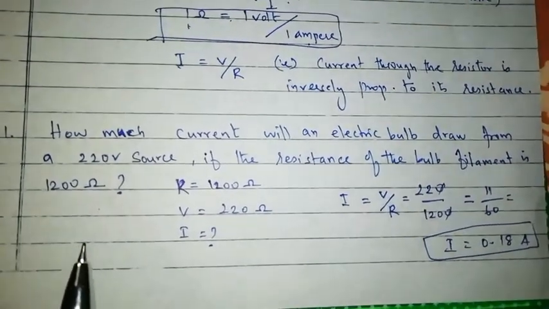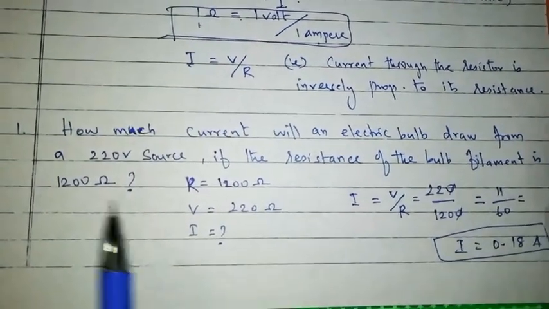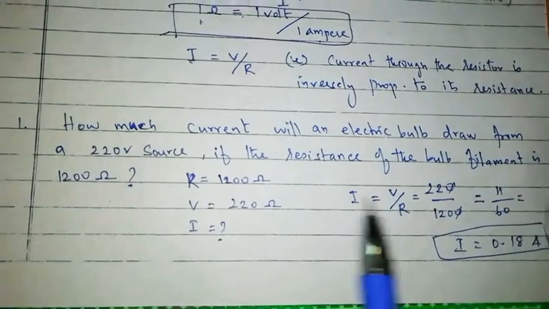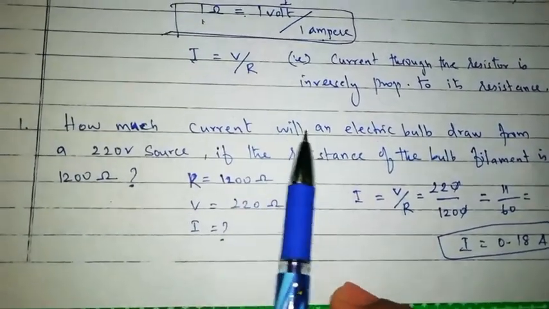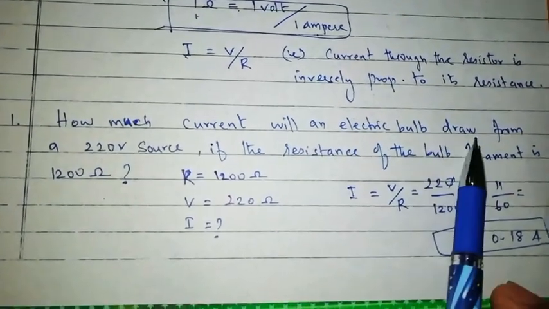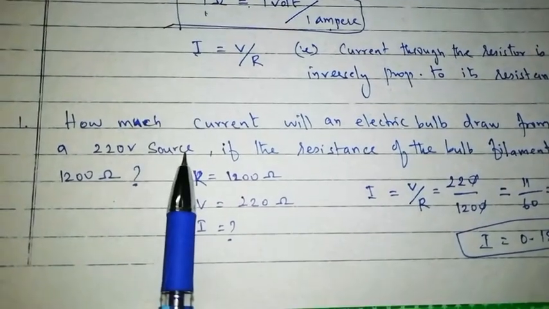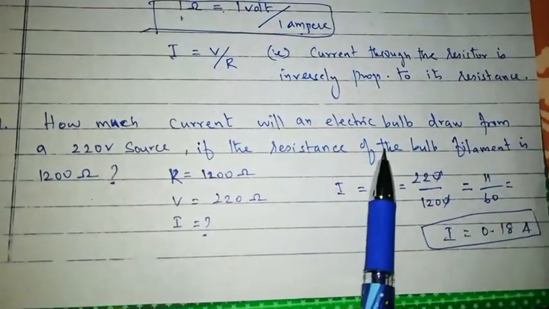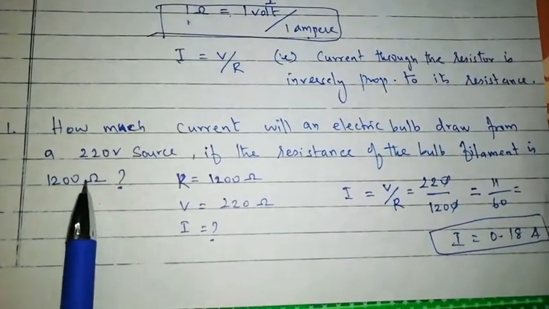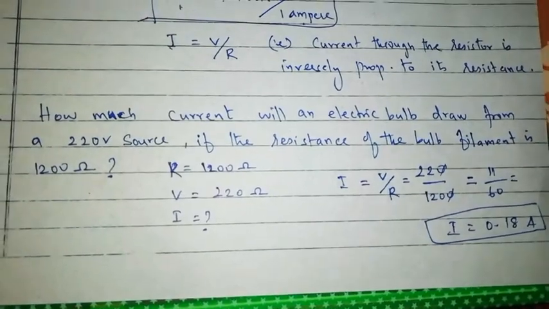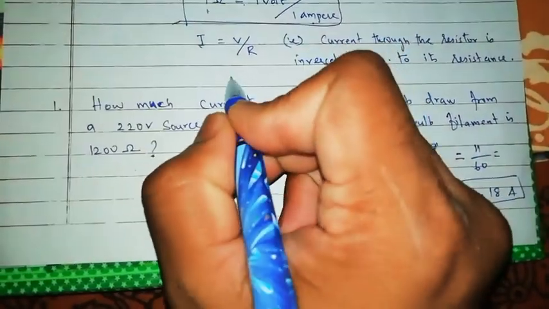There's a question here. You can pause on this. That means you can read this question carefully and try to give an answer by yourself. How much current will an electric bulb draw from a 220 volt source if the resistance of the bulb filament is 1200 ohms? Okay, so how much current? That means you have to find I.